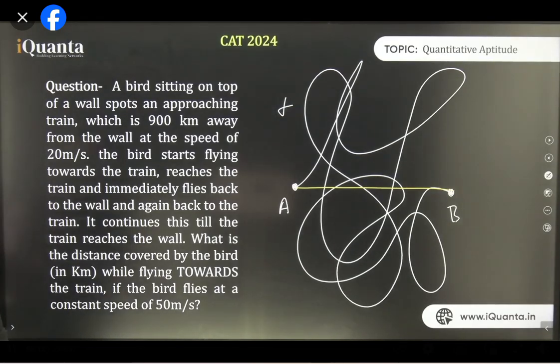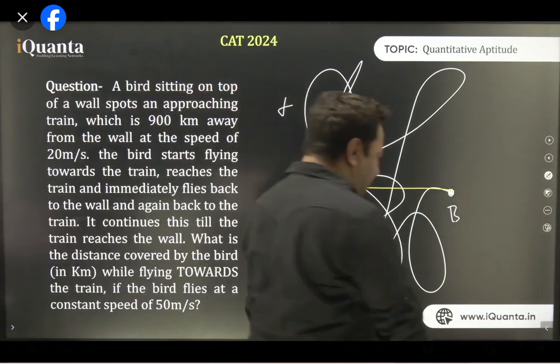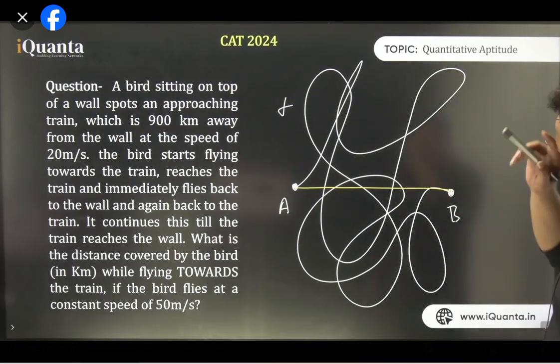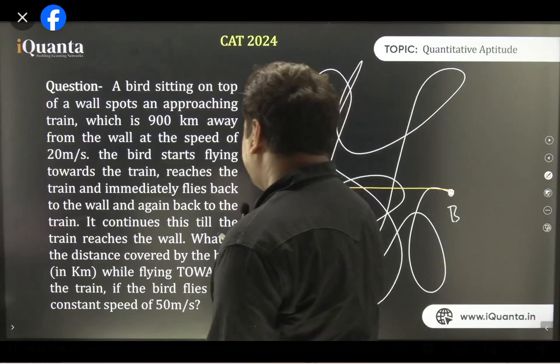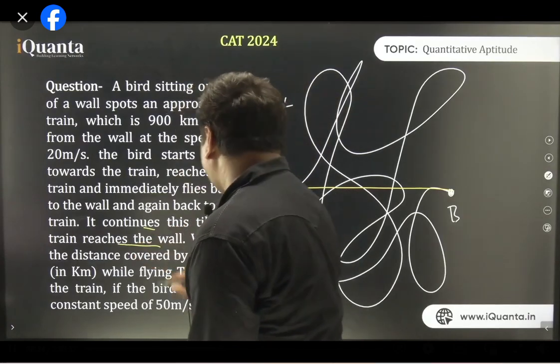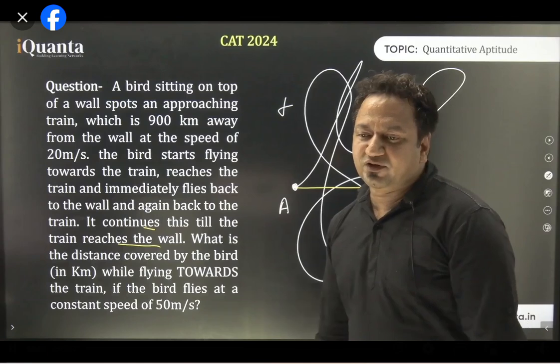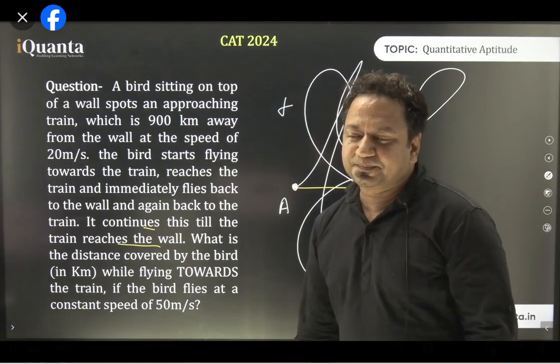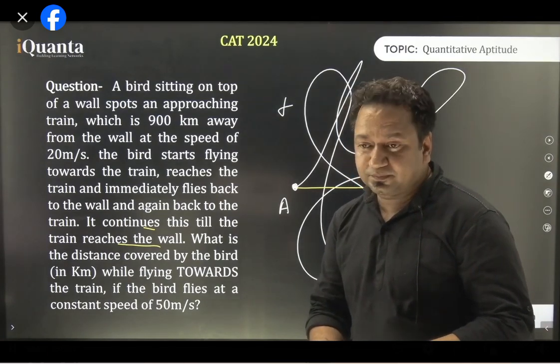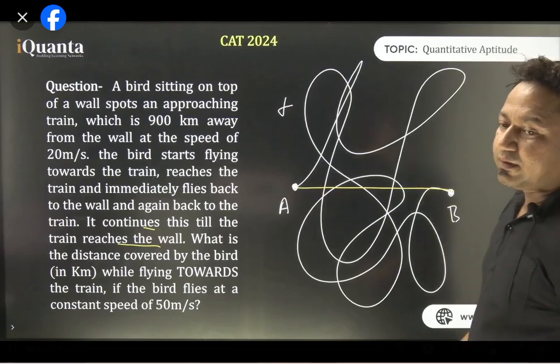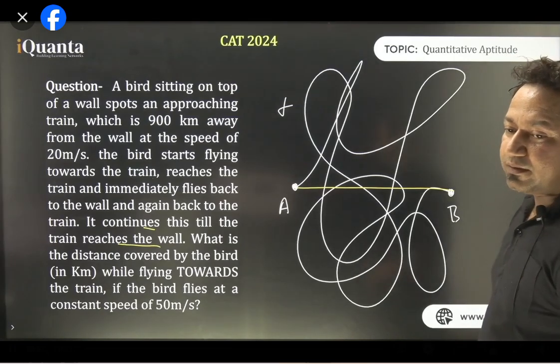Right? Okay, perfect. So overall, if you look at the question again, the bird continues till the train reaches the wall. So what is the exact displacement of the bird over here? What's the exact displacement of the bird over here? Displacement of the bird.